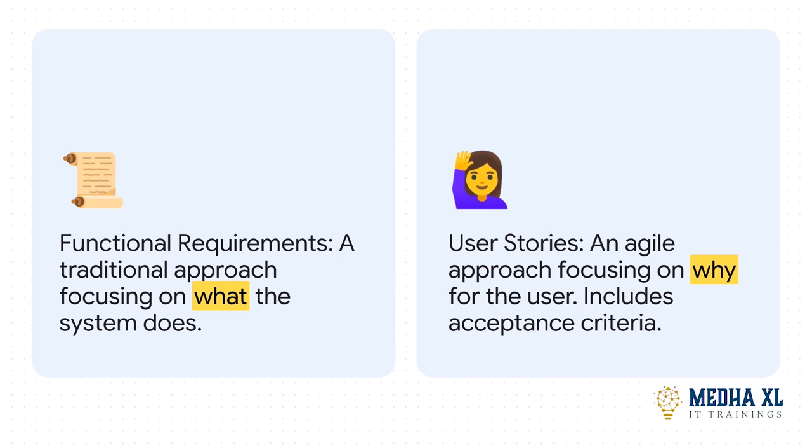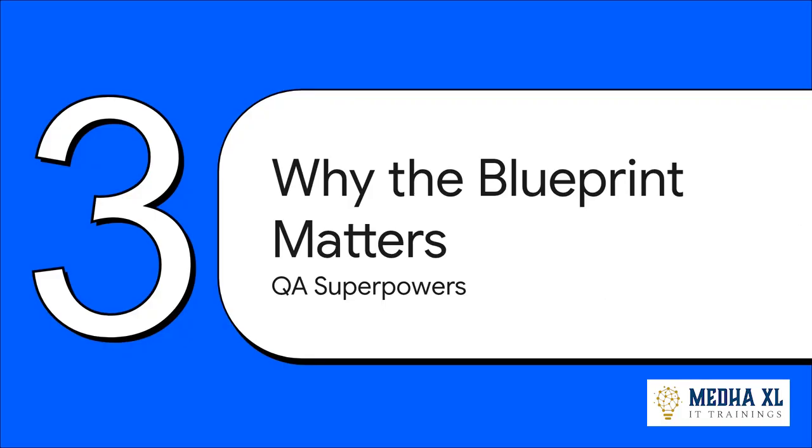You've got the functional requirement giving you that rigid technical what, and the user story giving you the empathetic human why. And a truly great QA pro, they're not just a technician, they're a translator. They have to be fluent in both of these languages to really see the whole picture. And look, when you master this blueprint, it's like getting superpowers. No joke. It literally transforms you from someone who just finds bugs to someone who prevents them from ever happening. So let's break down exactly how this deep understanding totally elevates your game.